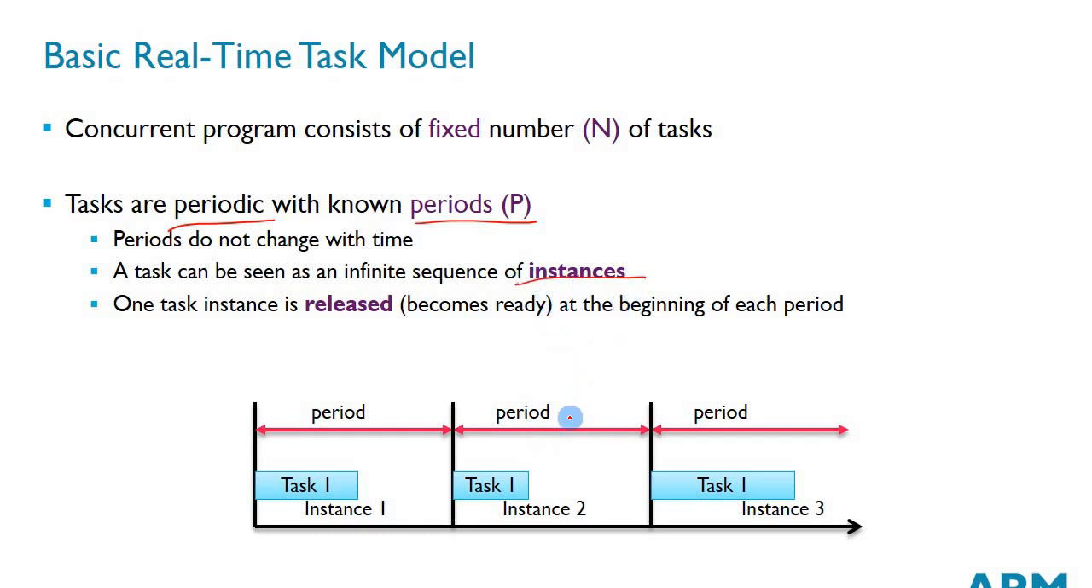So what do you mean by that? If you look at the time duration here, for each of these instances, it is different. And why is it so? It could be very much related to what kind of data the task is dealing with at each instance of time. And at the beginning of the period, the task is released, that means it becomes ready. So these are some of the assumptions we are making.